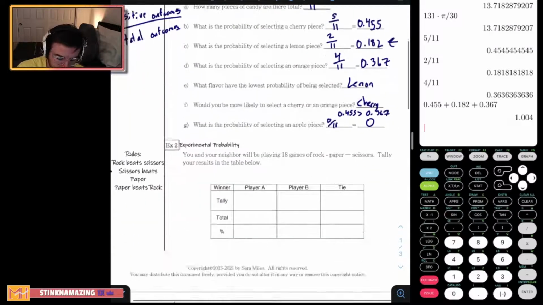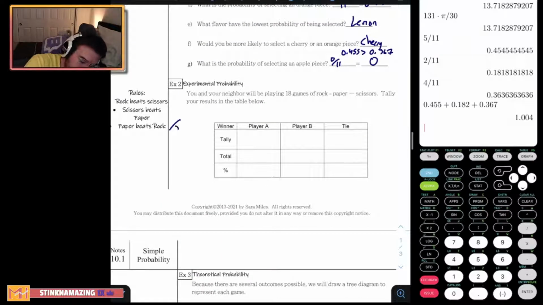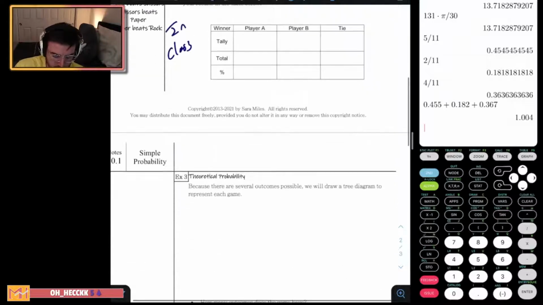There's that. We're going to do this in class because it involves us actually playing some rock, paper, scissors. So we'll do that later.